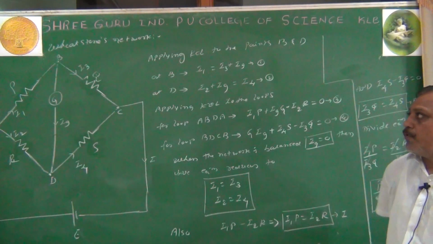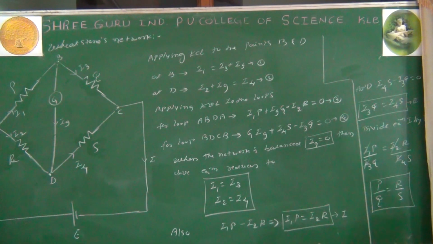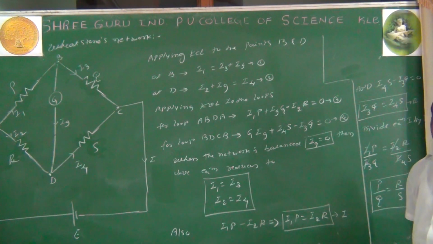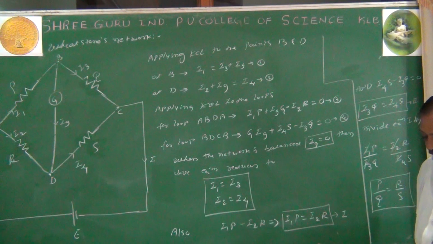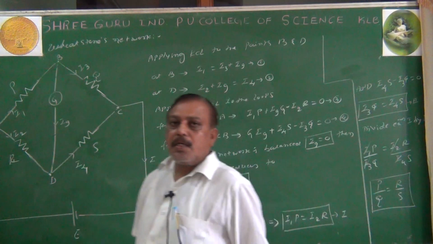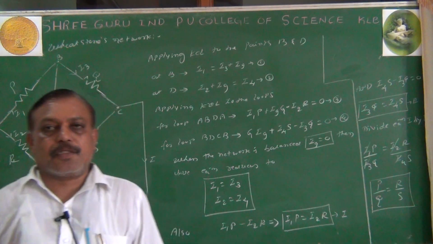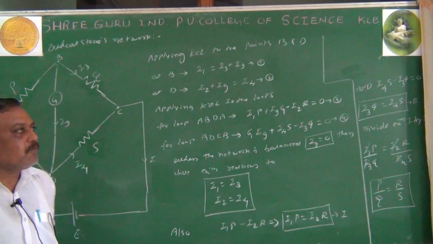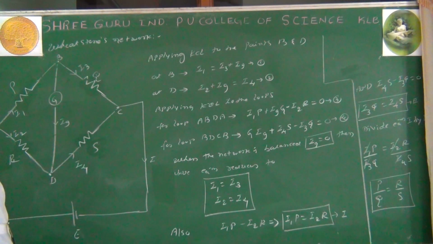Now this is my Wheatstone network, and this derivation carries 5 marks. What is the title for the derivation? Give the balancing condition of Wheatstone network, or give the principle of Wheatstone network. Or what is the principle of Wheatstone network? Is it clear?